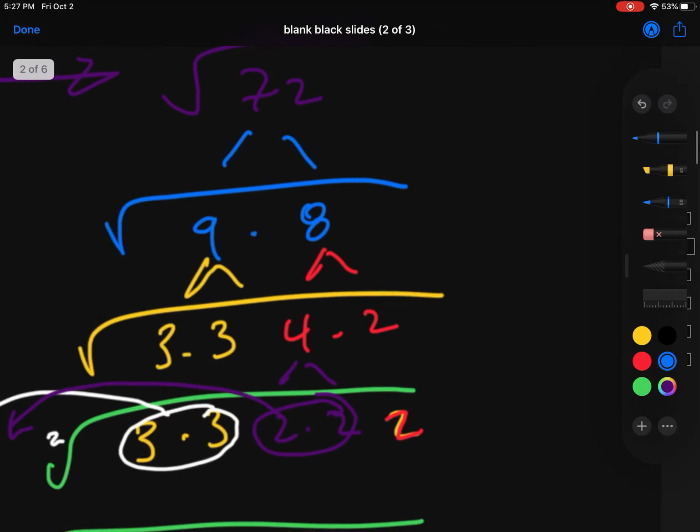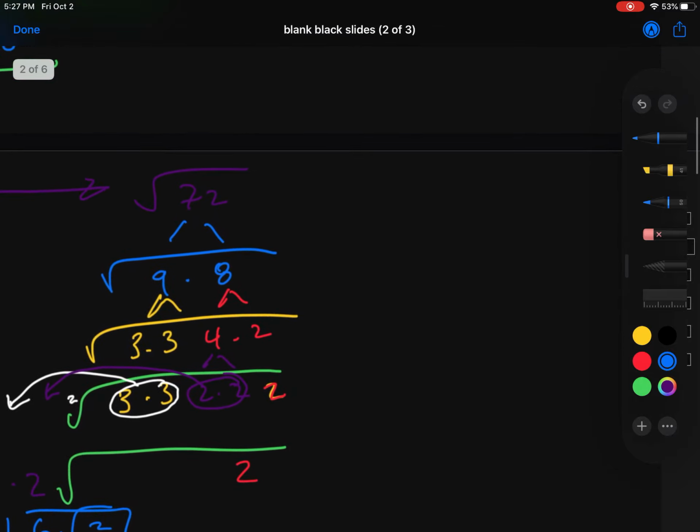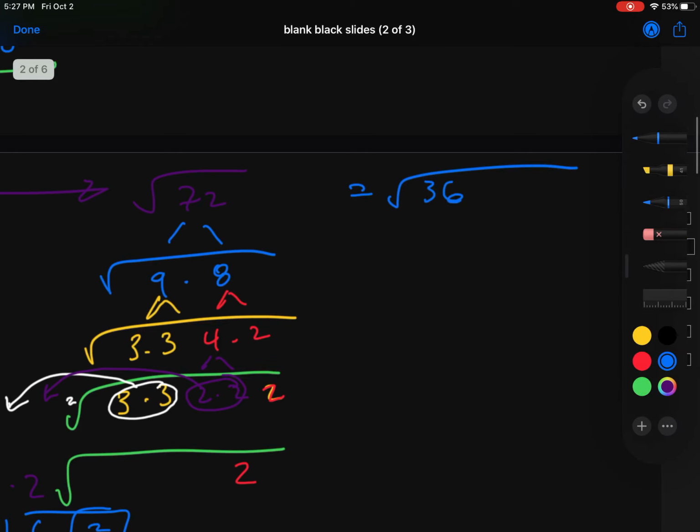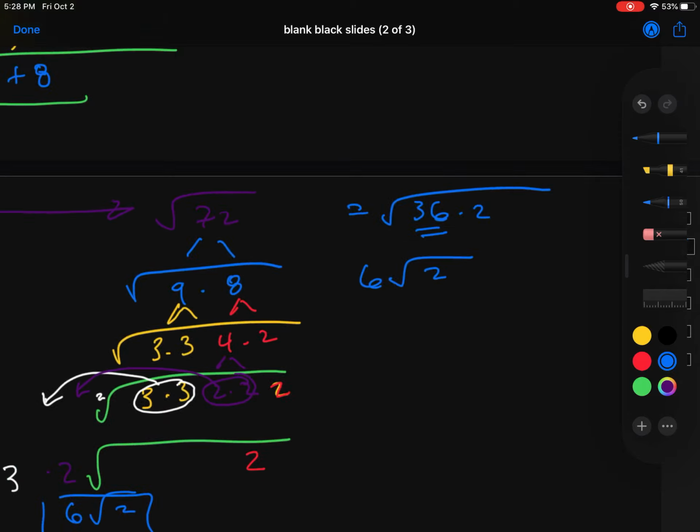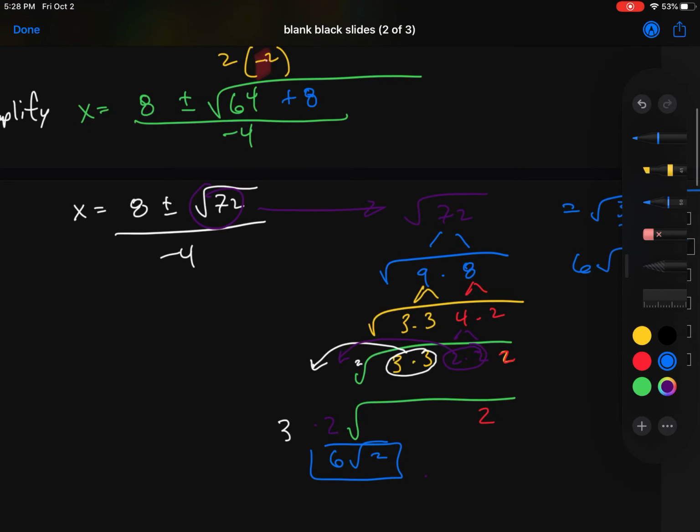The best one, this was a factoring tree, the best one would have been just 36 times 2, because that would have been 6 radical 2. Okay? All right, so let's write that in purple here. X equals 8 plus or minus, we just said the answer was 6 radical 2 over negative.